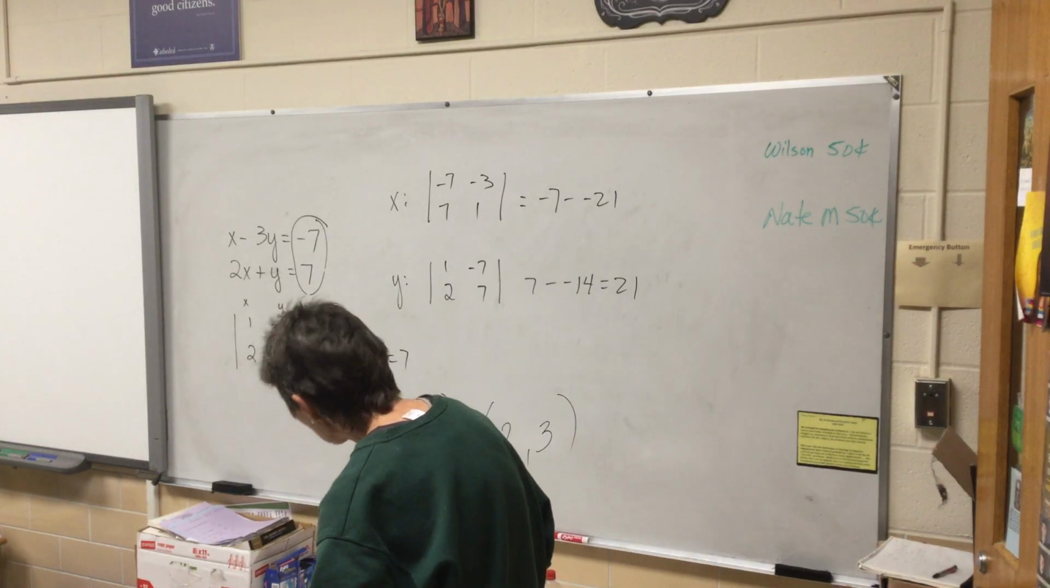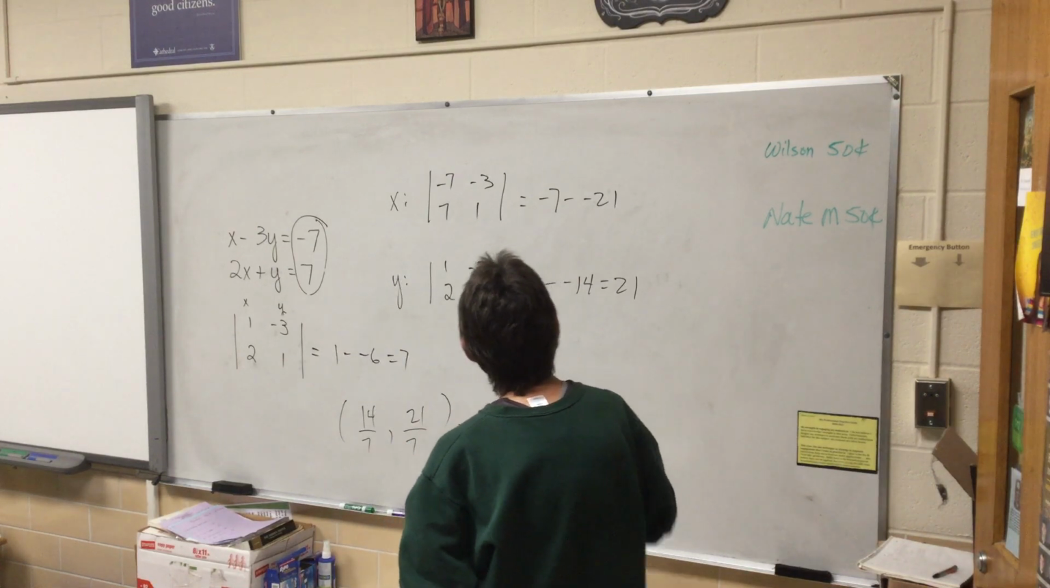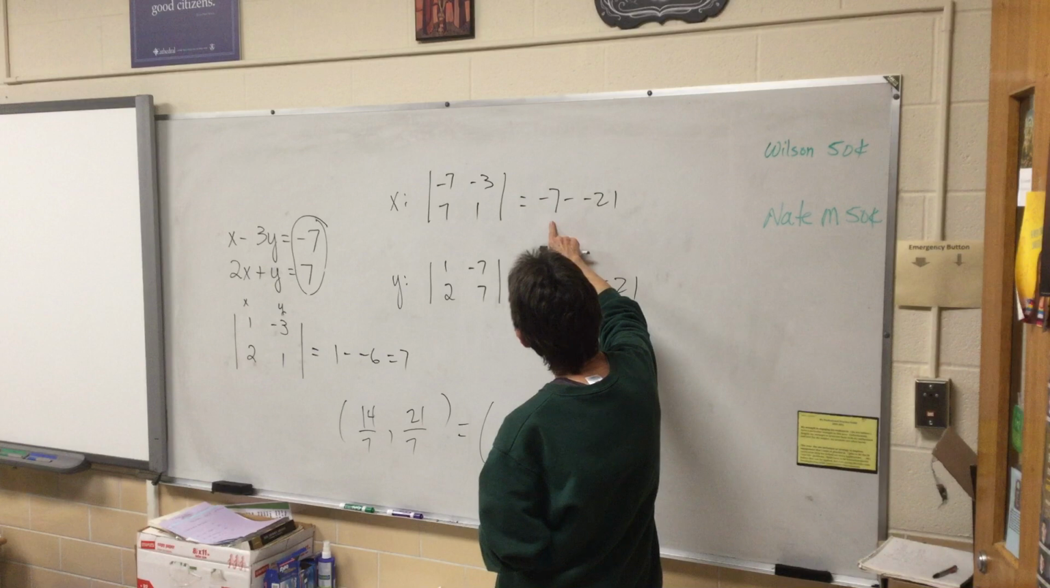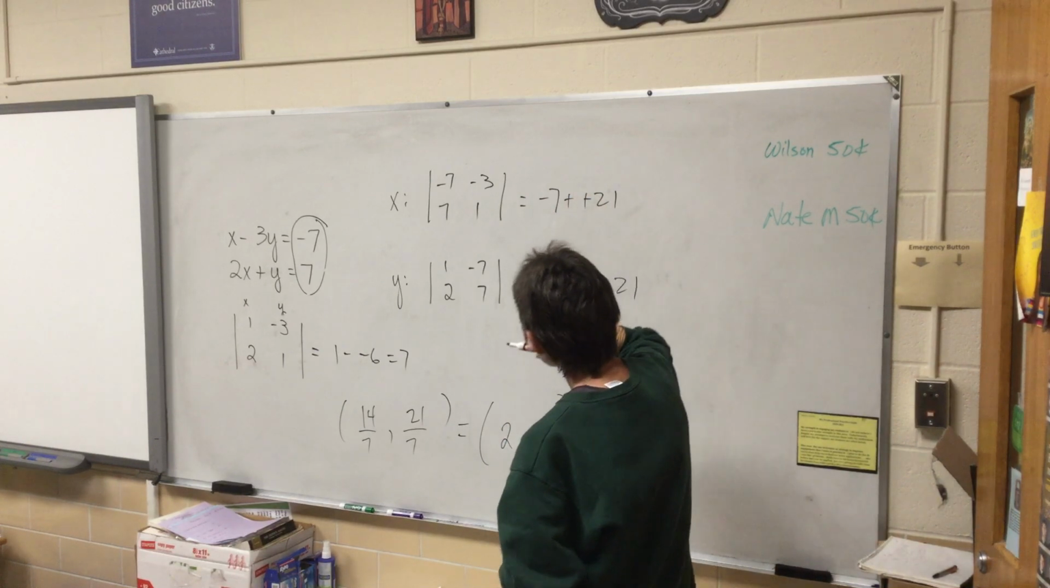For the top, would that be a negative 28 for x? It was negative 7 minus negative 21. So that turns into a plus. Oh, okay.